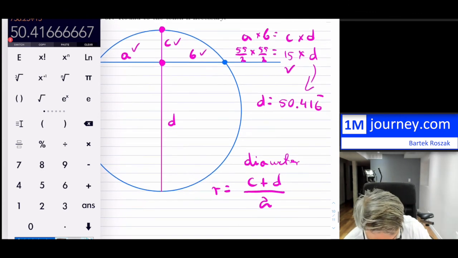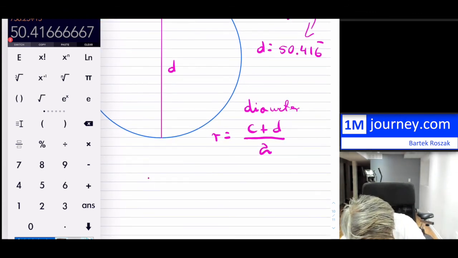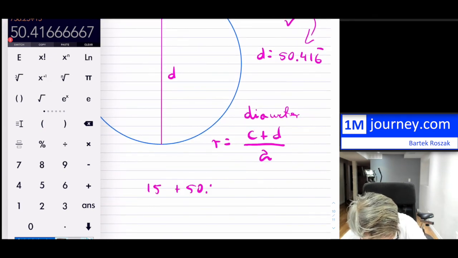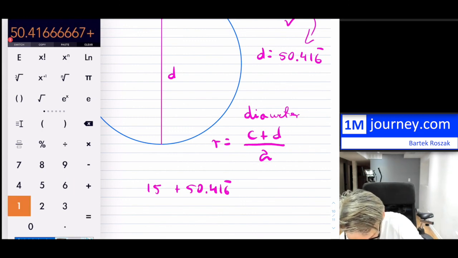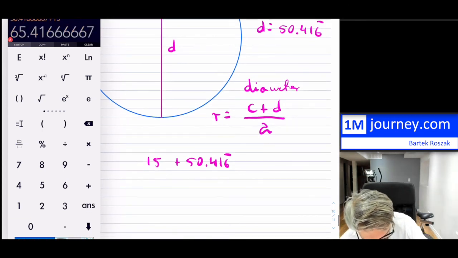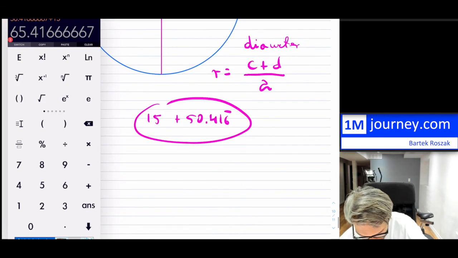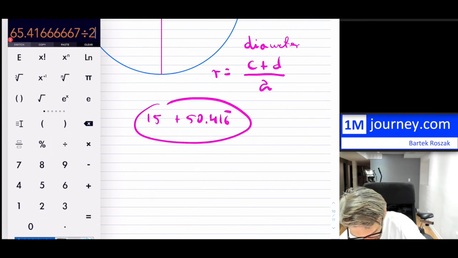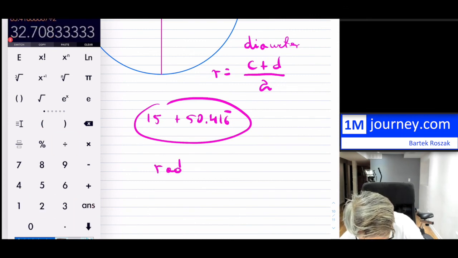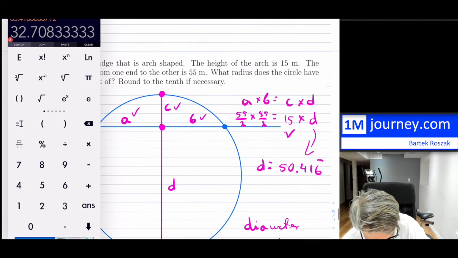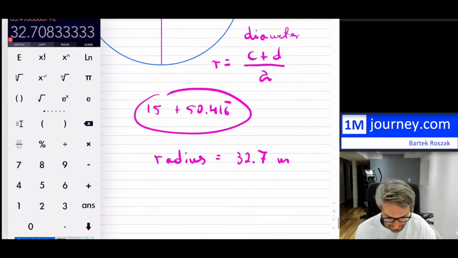And now C and D: C was 15, plus D, which is 50.416, etc. That's your diameter. And now that diameter divided by 2 gives you the radius. So the radius is equal to 32.7 meters. I think it said round to the tenth. Yeah, round to the tenth.